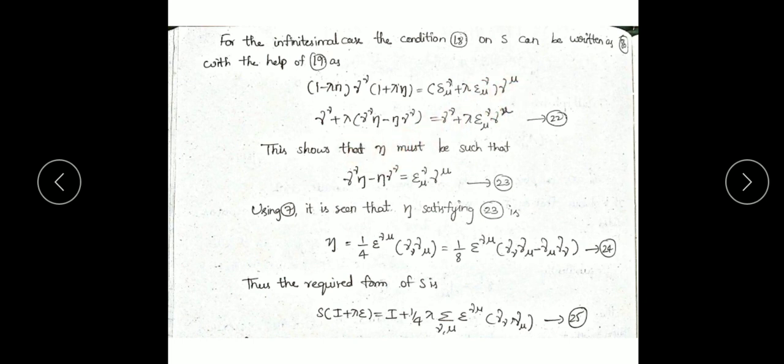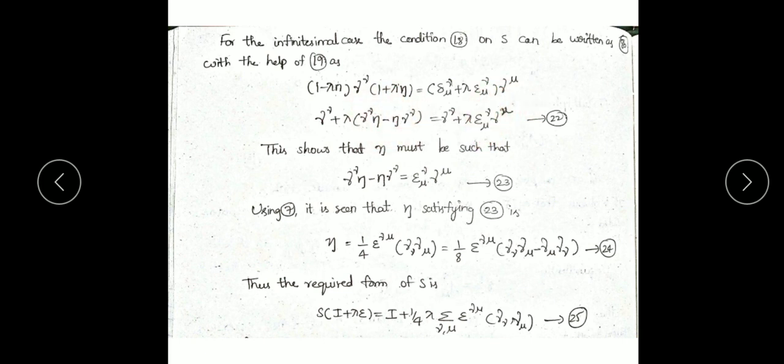After simplification, 1 into γ^μ gives γ^μ, and we again get minus λη γ^ν and plus λη γ^ν. This term is multiplied in a similar manner, and after multiplication the η²λ² terms could be omitted; the μ gets uncancelled, and γ^ν remains. This shows that η must be in such a form that, as both the equations are the same, with γ^ν and λ on both sides, whatever is remaining must be equal.